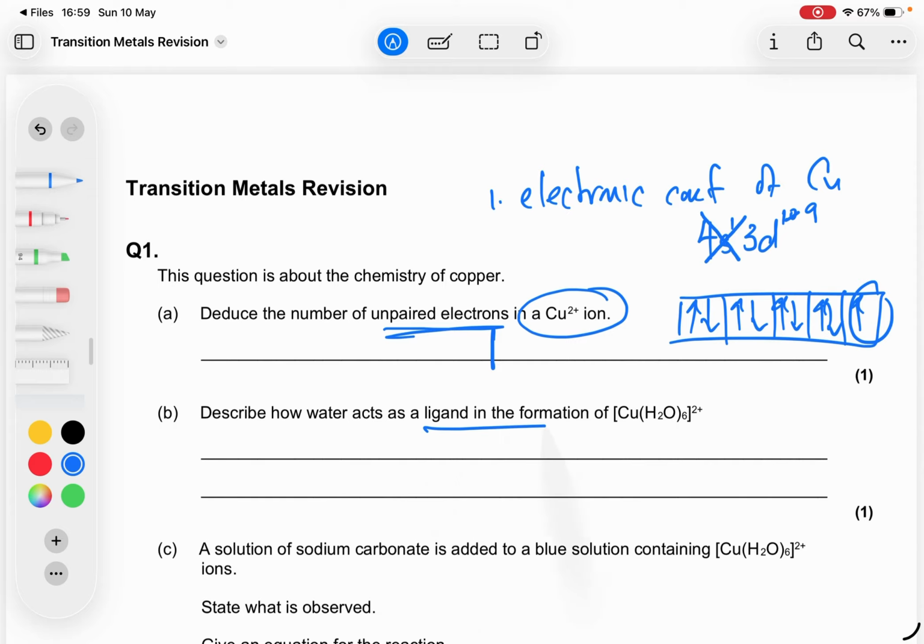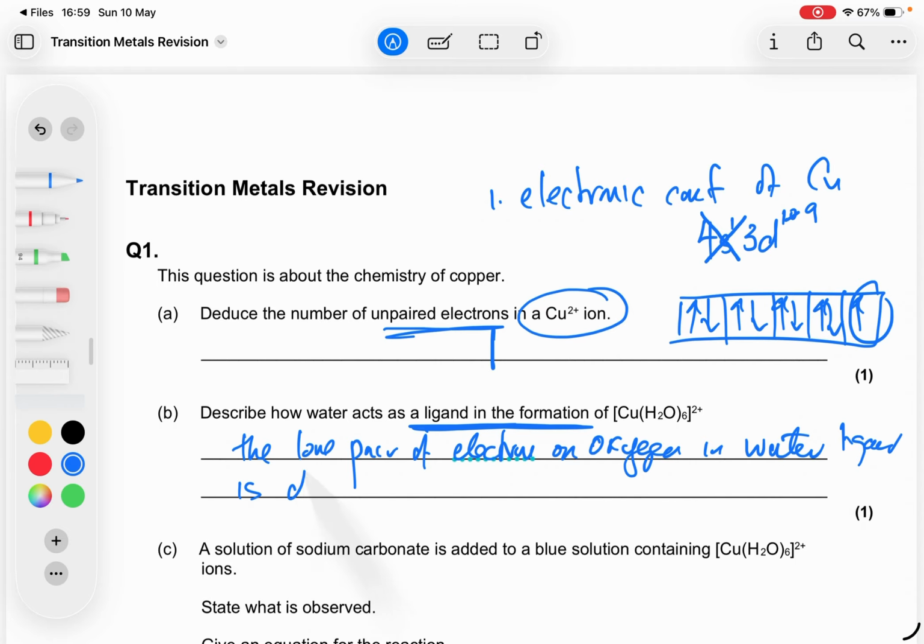How does water act as a ligand? This is just a definition of a ligand. All you need to say is that the lone pair of electrons on oxygen in the water ligand is donated or shared with copper to form a coordinate bond.